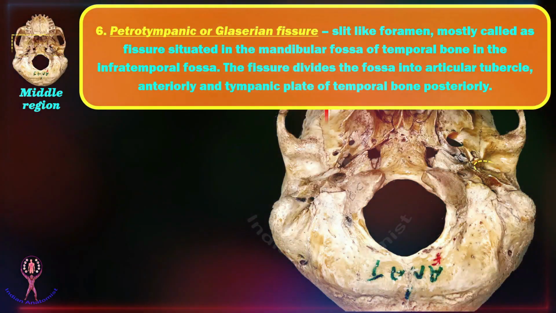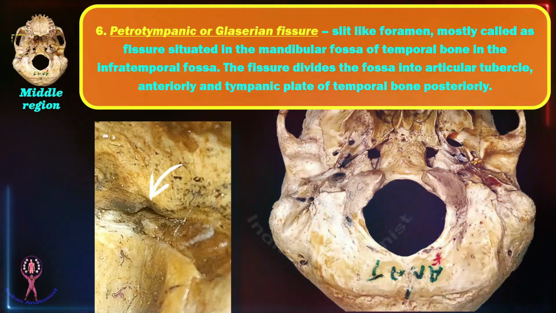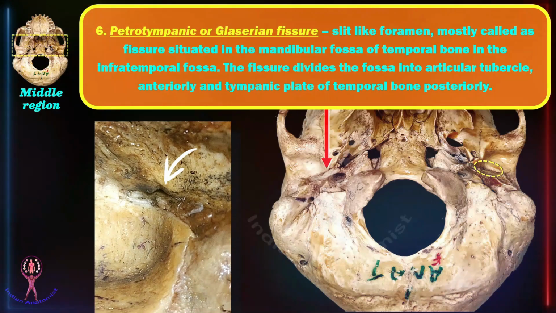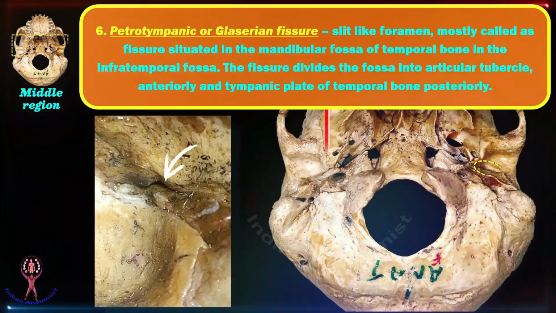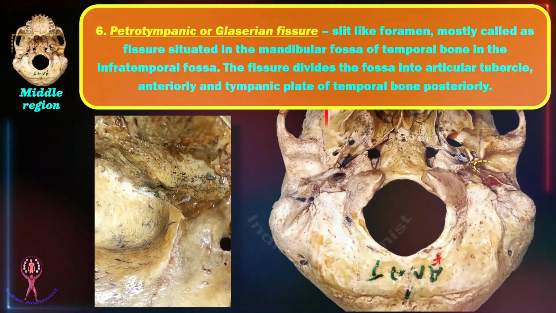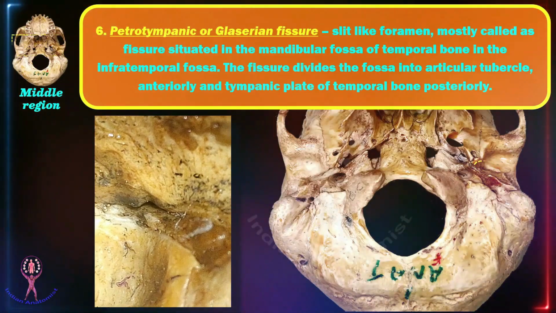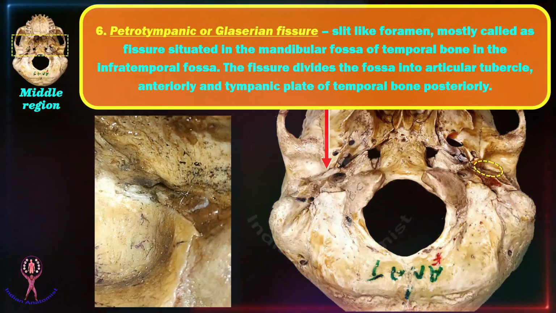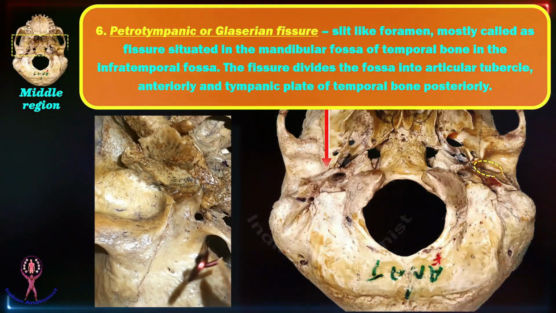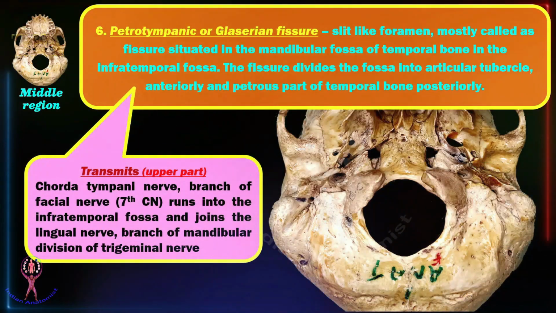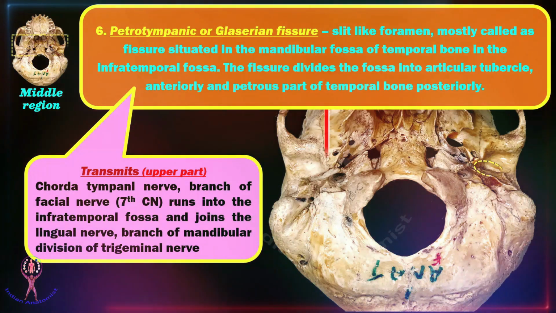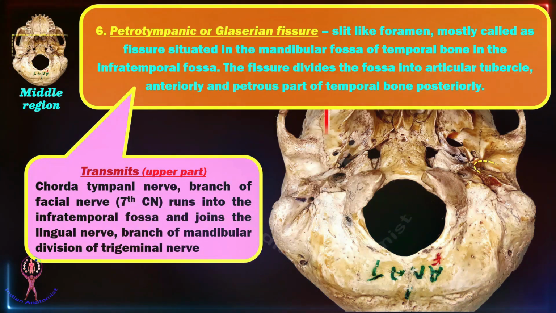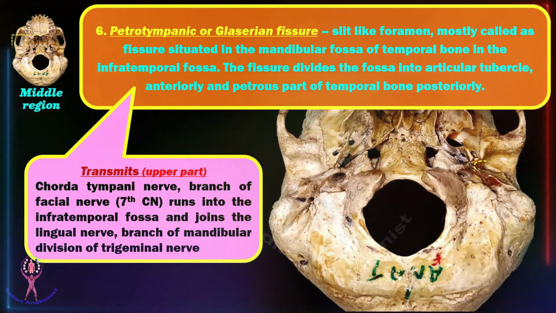Coming to the last foramen in the base of skull is the petrotympanic or Glaserian fissure. This is a slit-like foramen, mostly called a fissure, situated in the mandibular fossa of temporal bone, in the infratemporal fossa. The fissure divides the fossa into articular tubercle anteriorly and tympanic plate of temporal bone posteriorly. The structure passing through is the chorda tympani nerve, which is a branch of facial nerve that runs into the infratemporal fossa and joins the lingual nerve, which is a branch of mandibular division of trigeminal nerve.